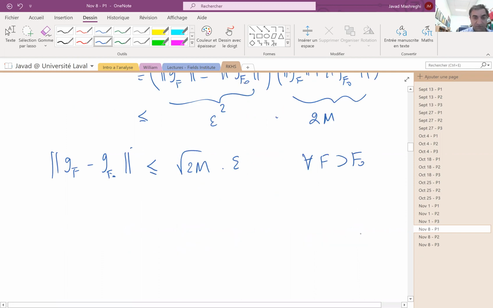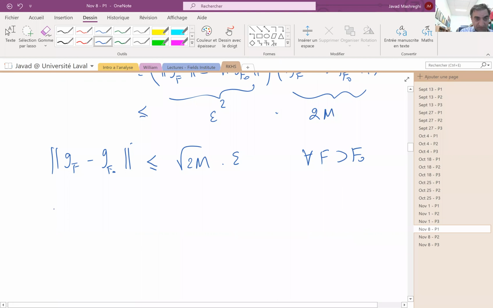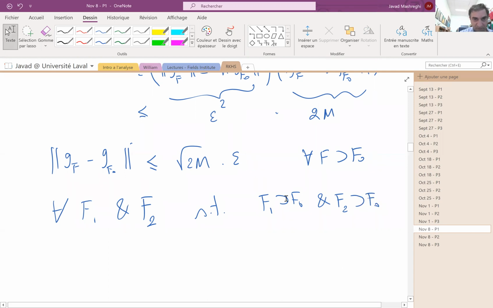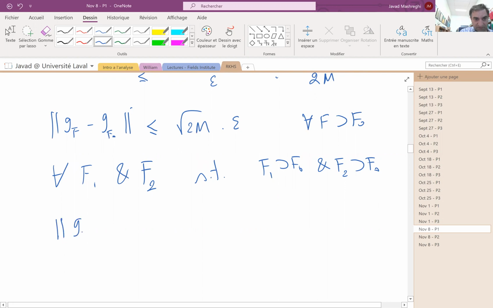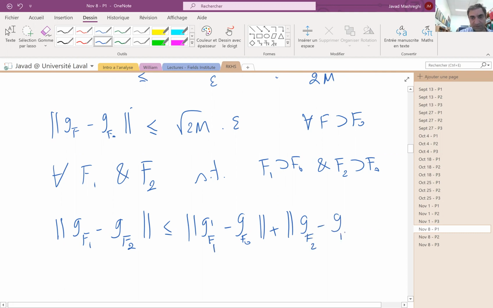Now, if you consider two sets, let's say F1 and F2, such that both of them contain F0, then you repeat this inequality twice, and you easily see that the norm of gF1 minus gF2 is less than or equal to the norm of gF1 minus gF0 plus the norm of gF2 minus gF0.